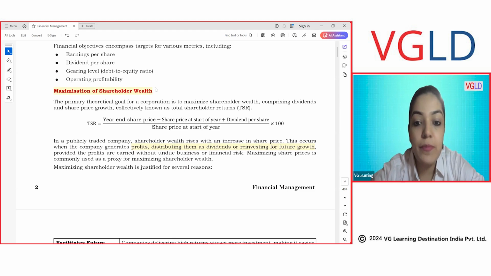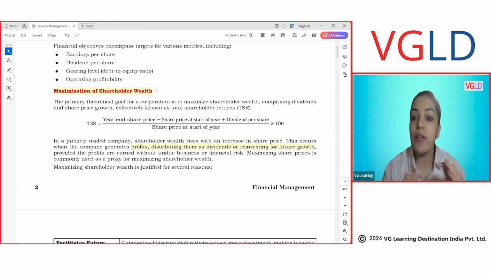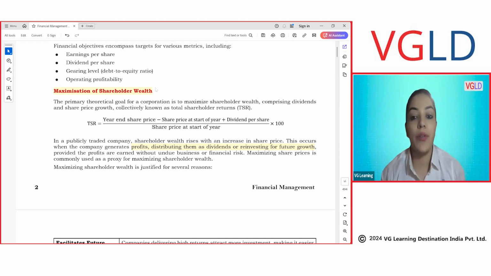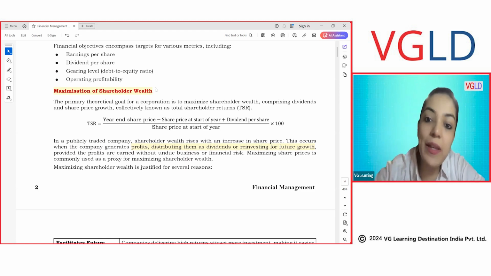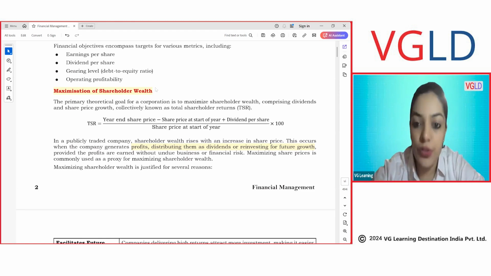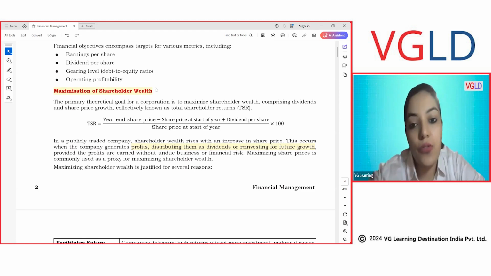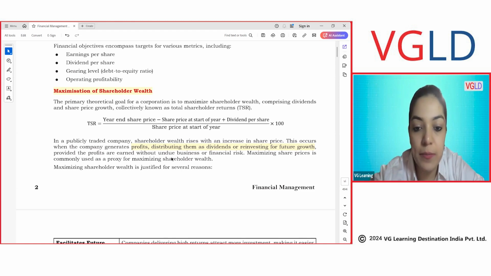Absolutely rightly said. So, whatever is retained in the business, that is reinvestment, and whatever is paid is the dividend. So profits belong to the shareholders, but they may be kept in the business or they may be distributed. That's the simple interpretation of this line.